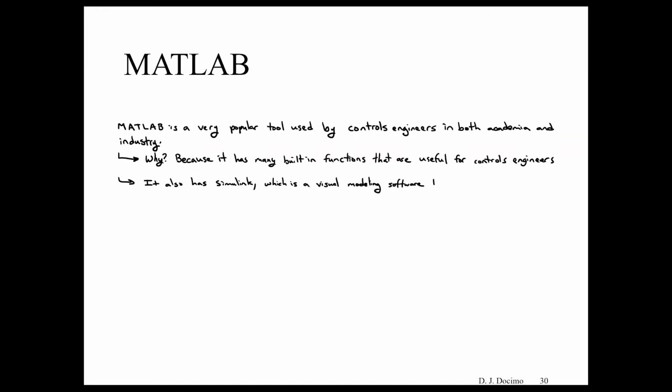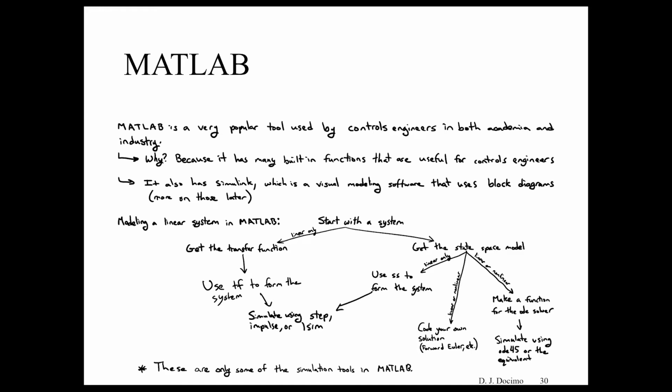It also has something called Simulink, which is a visual modeling software that uses block diagrams or something like them. And we'll get to that later in the class. So, how to model a linear system in MATLAB? Well, we can start with a system. If it's linear only, we can get its transfer function. We can use TF, which is the transfer function in MATLAB, to form the system. And then we can simulate using different functions such as step, impulse, or LSIM.